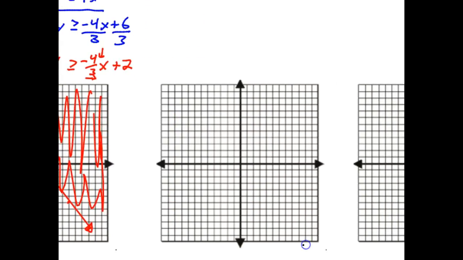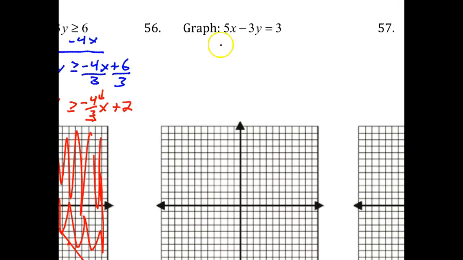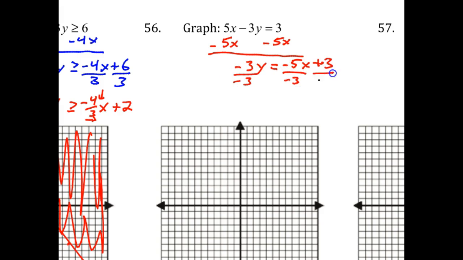Okay. Just a few more. Again, let's subtract the x here. Do that first. We'll have negative 3 equals, okay, so we're back to just equals. That means no shading anymore. Divide by negative 3 everywhere. We'll have y equals positive 5/3 x minus 1.